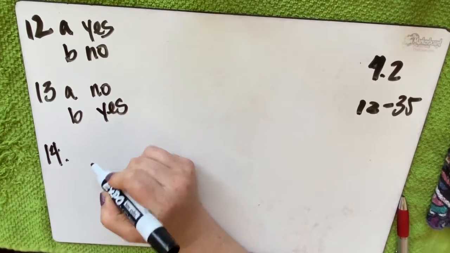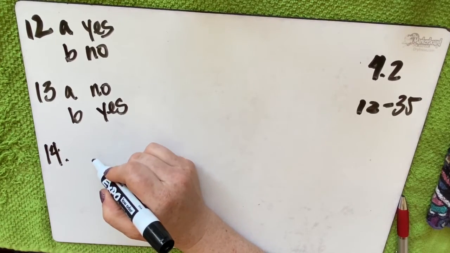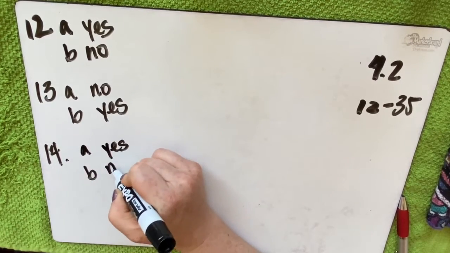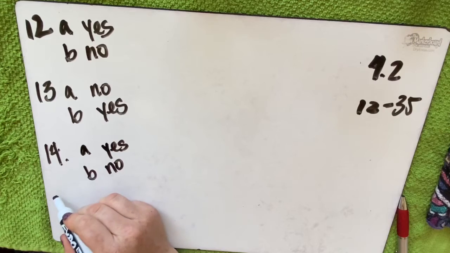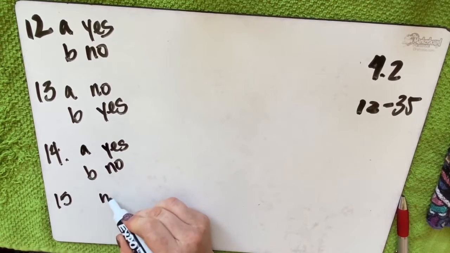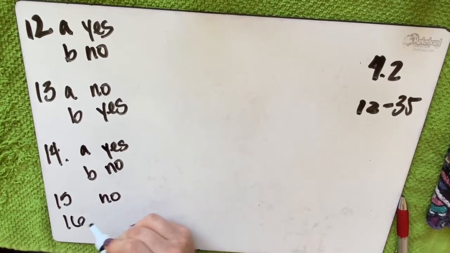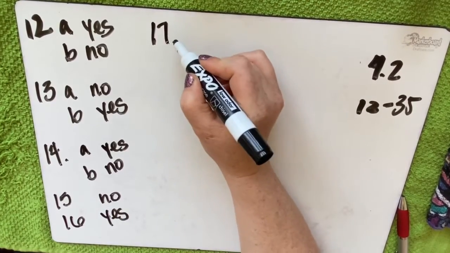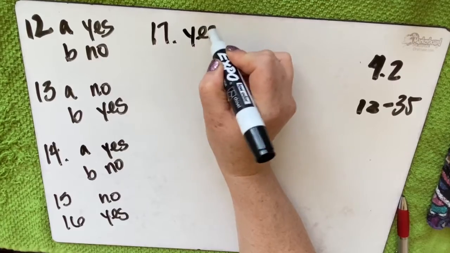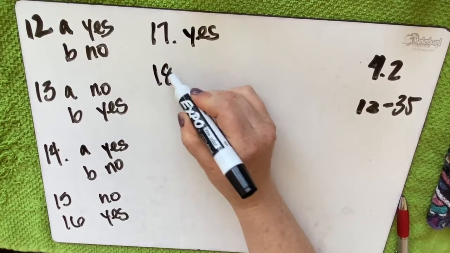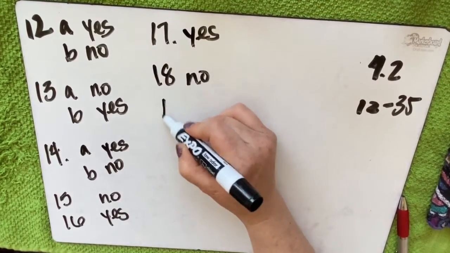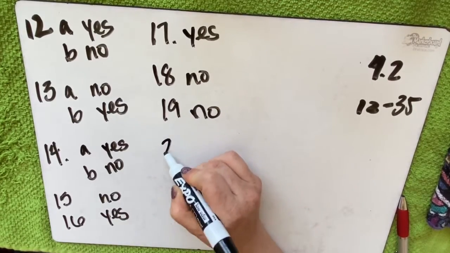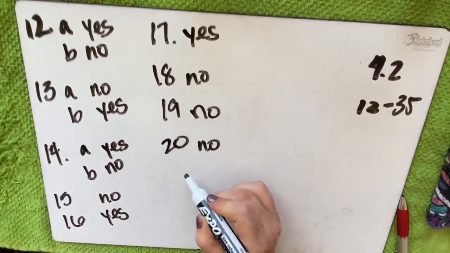14. A is yes, B is no. 15, no. 16, yes. 17, yes. 18, no. 19, no. 20, no.